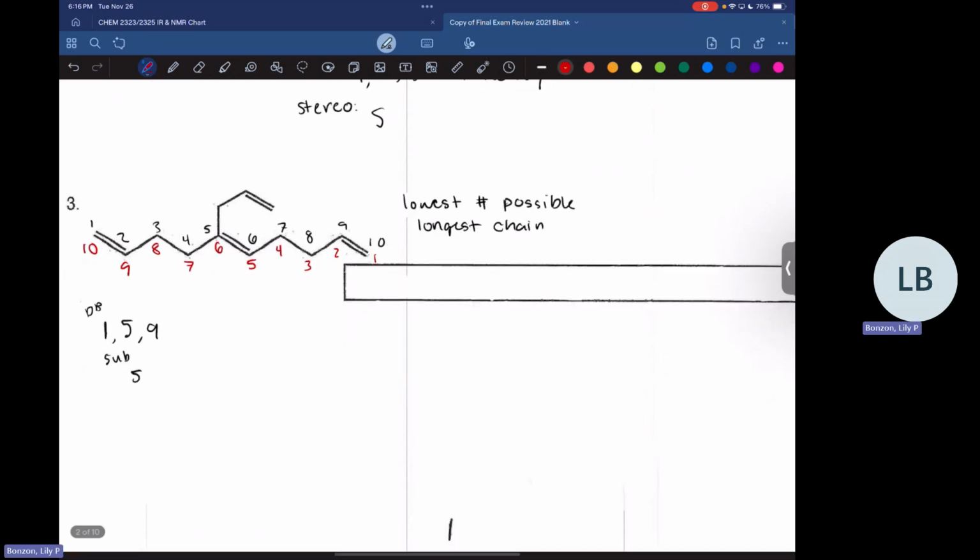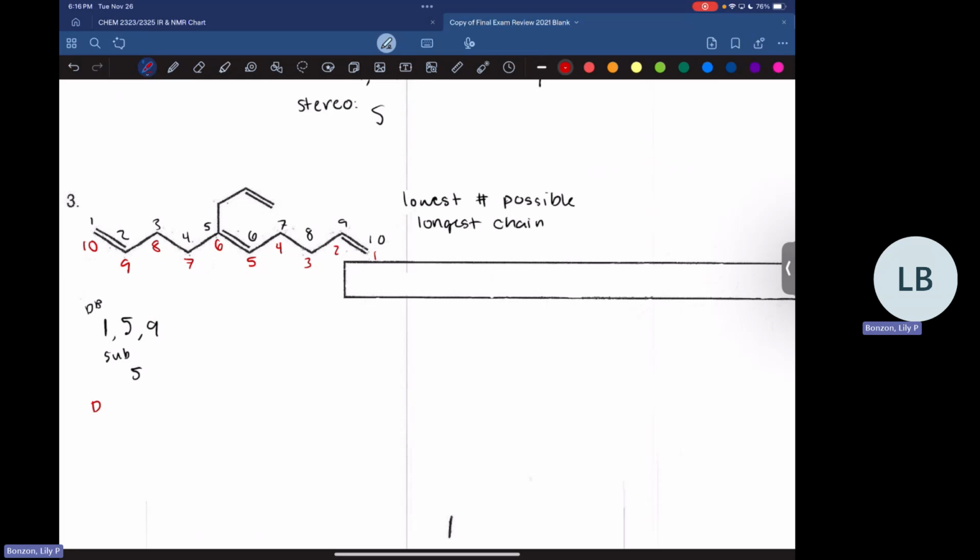If we number in the red, our double bonds are going to be at carbons 1, 5, and 9. And our substituent would be at carbon 6. So all of the double bonds would be on the same numbers, regardless if we went from left to right or right to left. But the difference that we see is between the substituent. So because the substituent in the black numbering is lower, we're going to go with the black numbering for this nomenclature question.